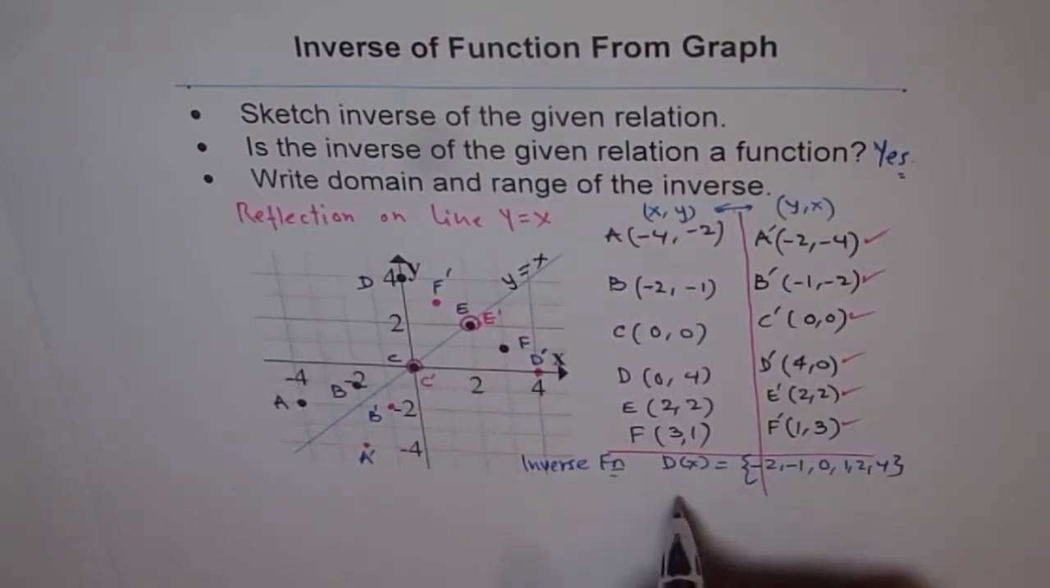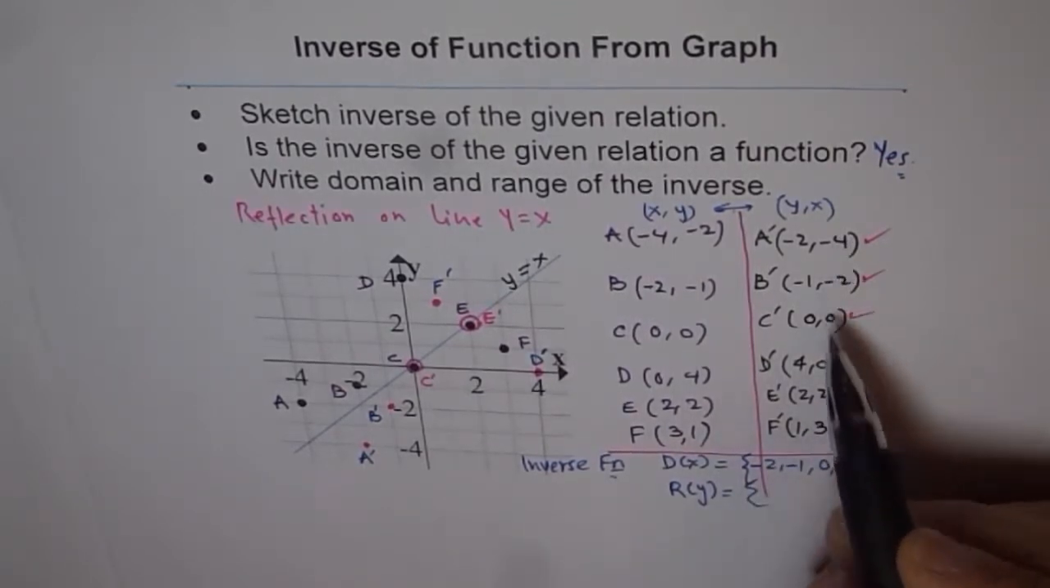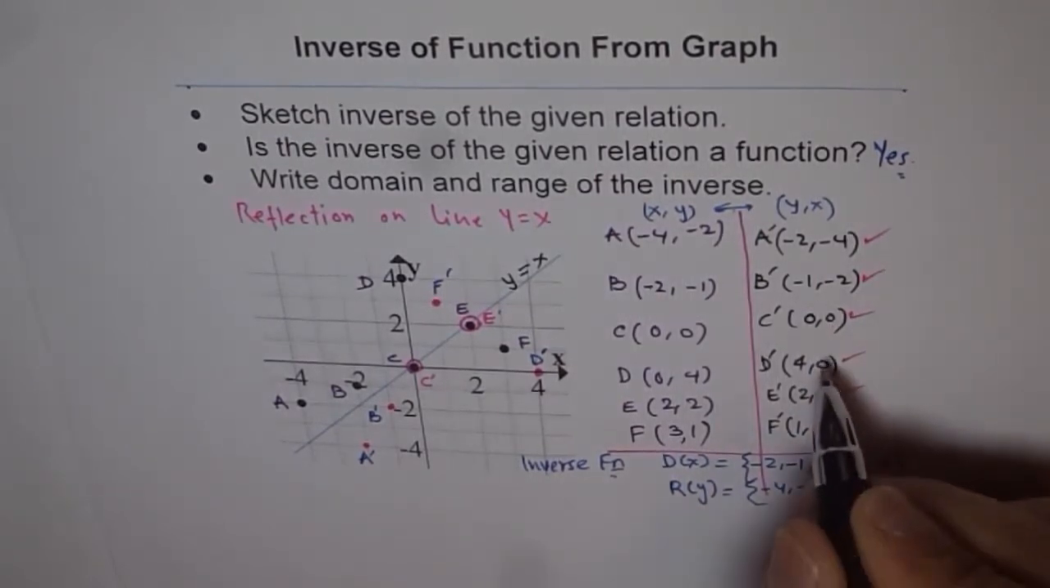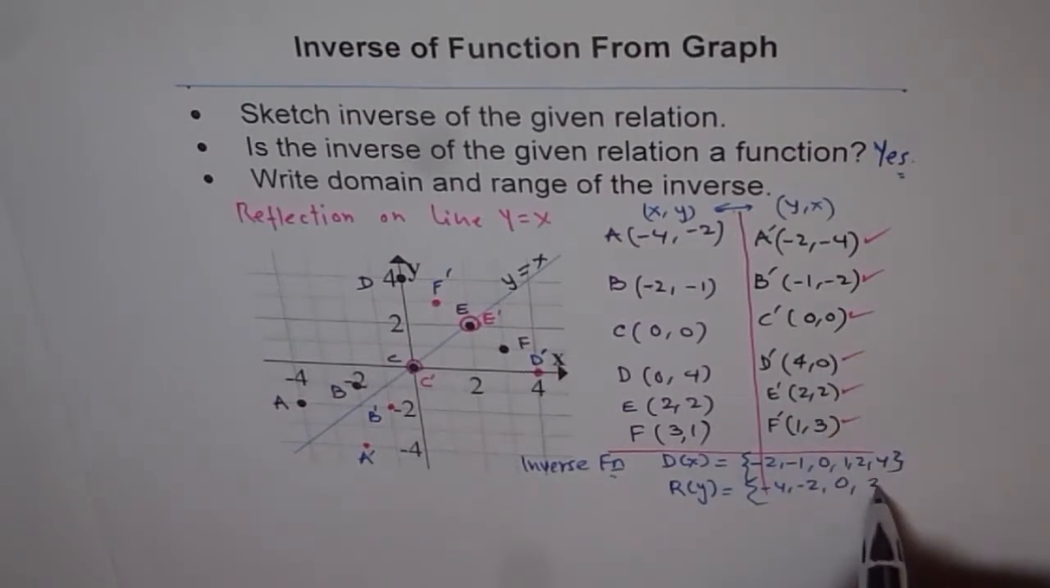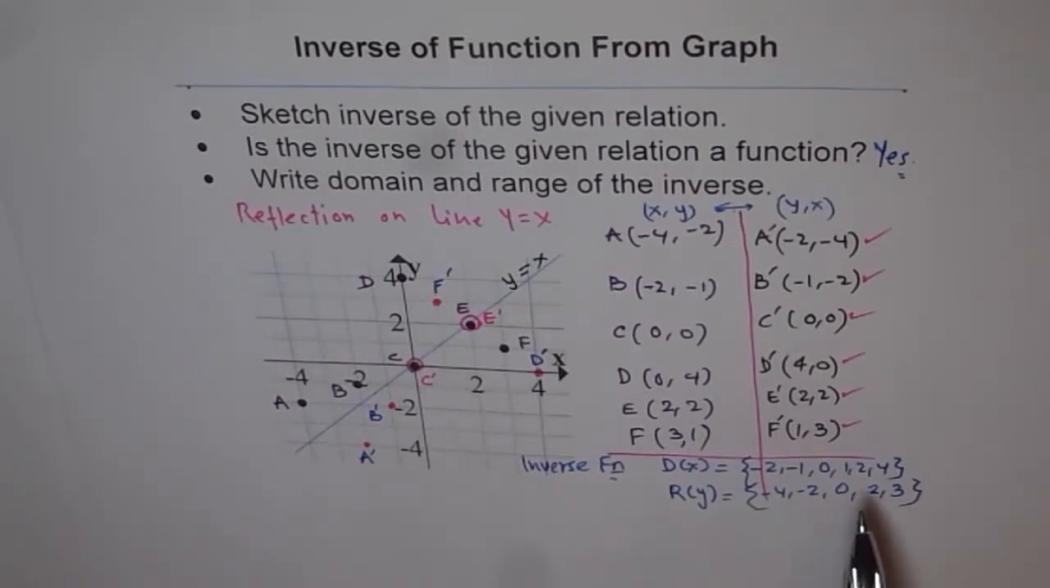And the range are the y values for the inverse function, and these are -4, -2, 0, 0. We write it only once, we should not repeat it, then 2 and 3. So that is the range, correct? That is how we can find the domain and range for the inverse function. You will also notice that the number of elements in the domain is not more than in the range here, which in general would mean a higher probability of it being a function. In this case, that is not the scenario.